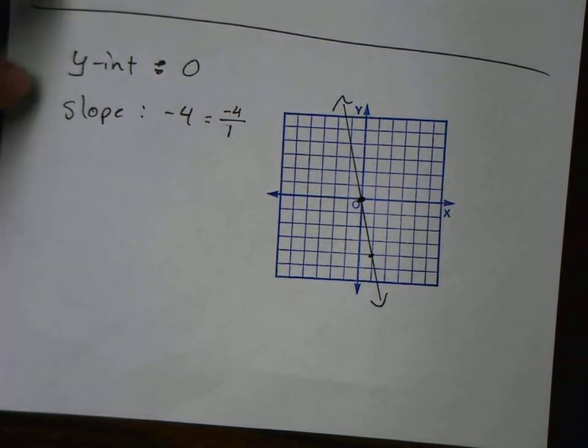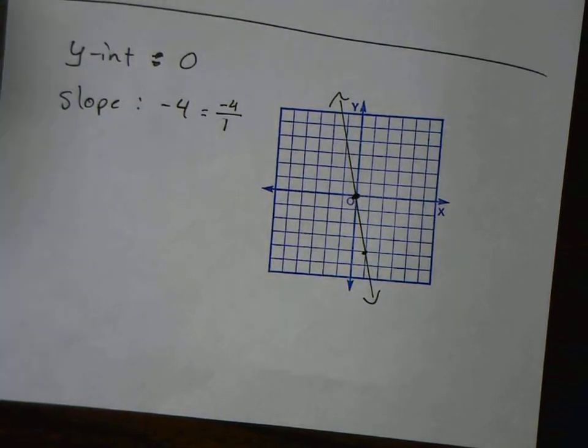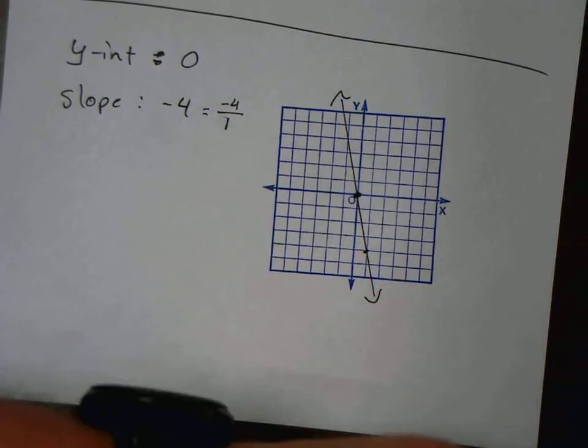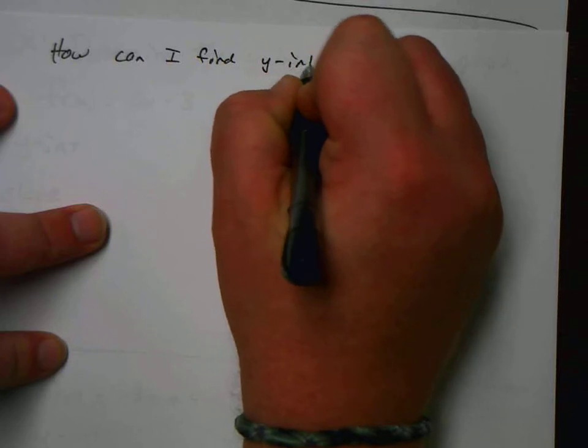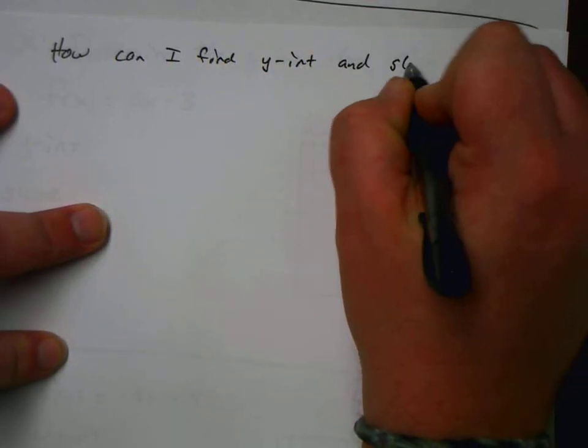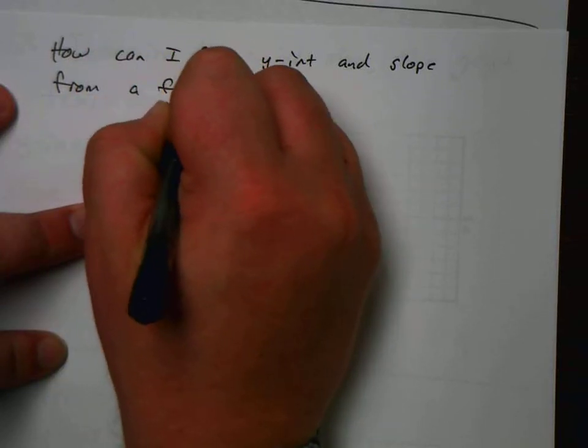Now, it's not always going to be given to us that we are handed a y-intercept and given a slope and it's so easy to plot and go. So I want to make sure that we're really, really smart about this part. So the next thing I want to do, I want to say, so how can I find the y-intercept and slope from a function?